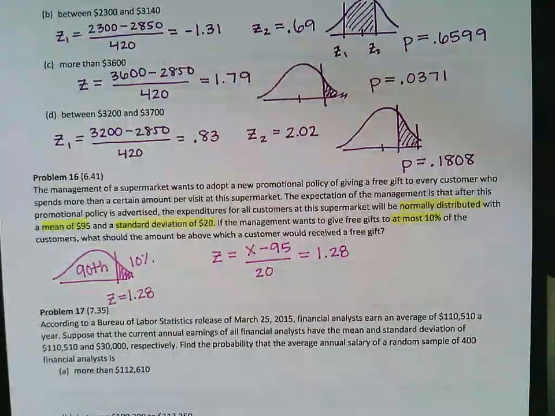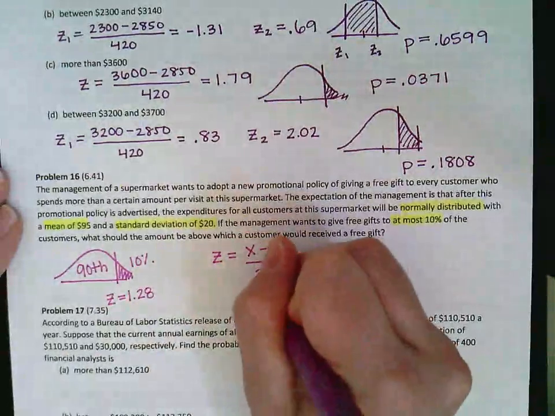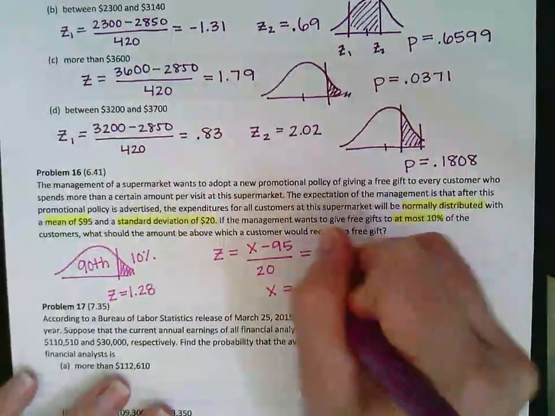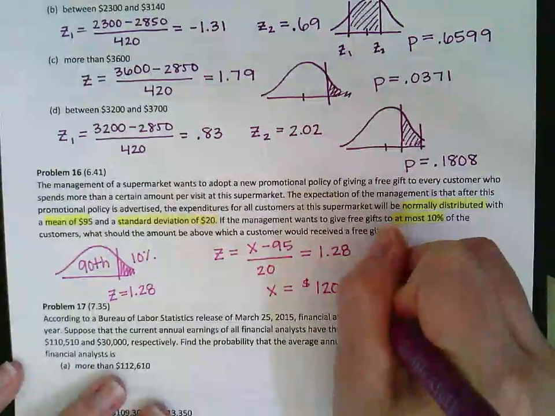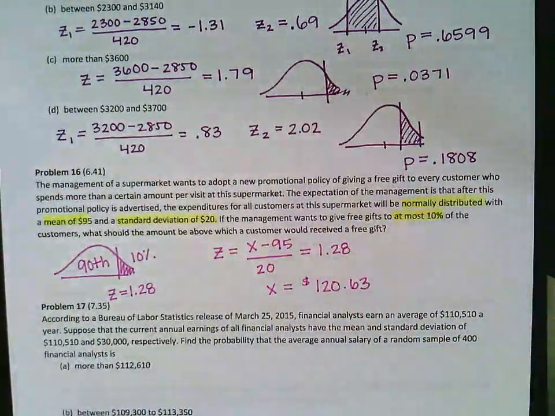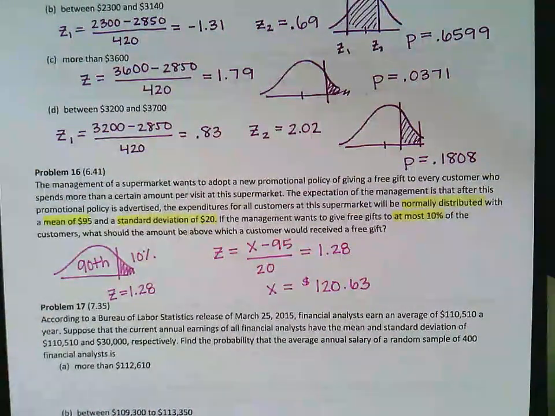I'm going to multiply by 20. I'm going to add 95, and I get that any person that spends $120.63 or more based on this information would get that free gift. Okay. I think right now, maybe with grocery stores being the only thing that's open for a lot of us, I think we would need to adjust our policy. But that's what it is based on the data that they gave us, okay?